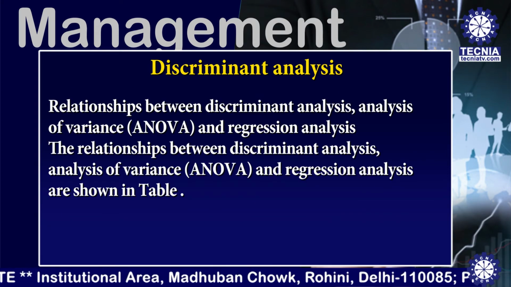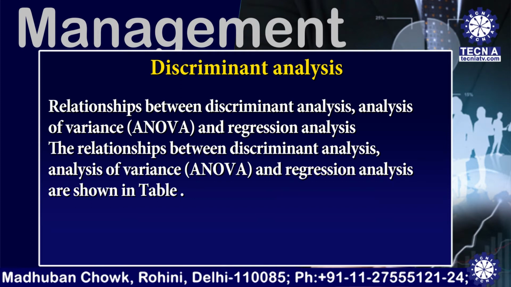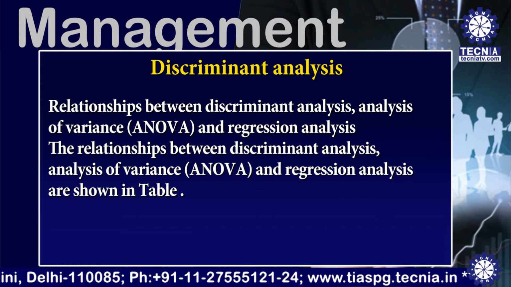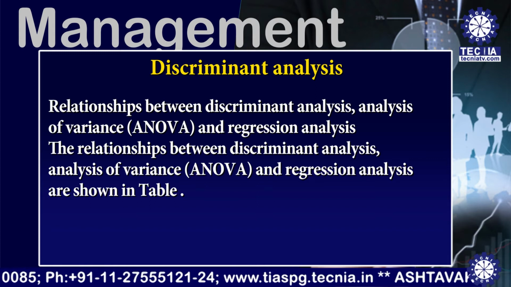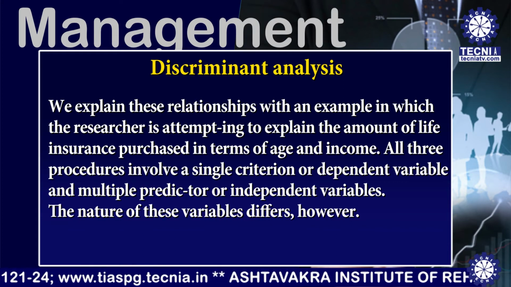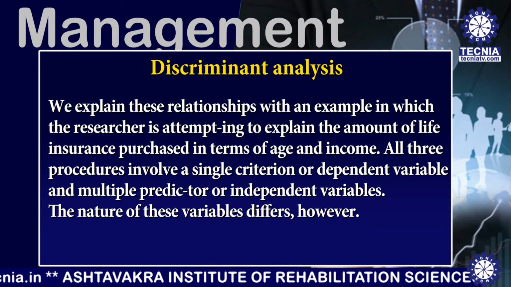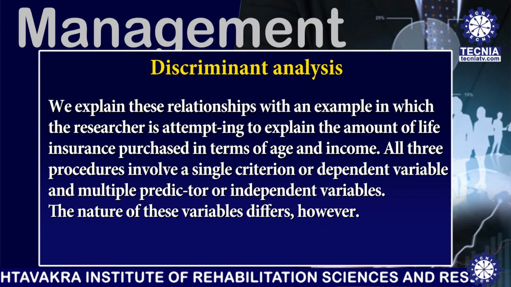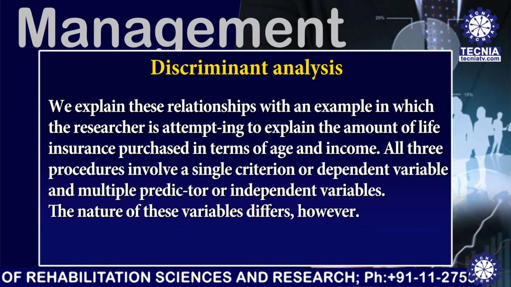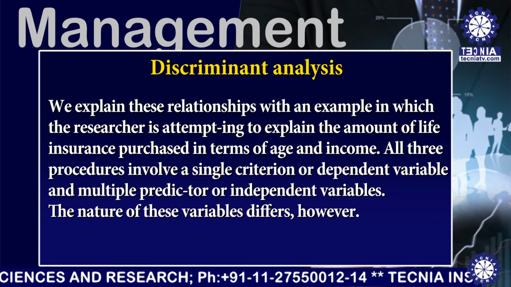Now I am explaining the relationship between discriminant analysis, ANOVA, and regression analysis. The relationship between discriminant analysis, ANOVA, and regression analysis is shown in the table. We explain these relationships with an example in which the researcher is attempting to explain the amount of life insurance purchased in terms of age and income. All three procedures involve a single criteria or dependent variable and multiple predictor or independent variables.